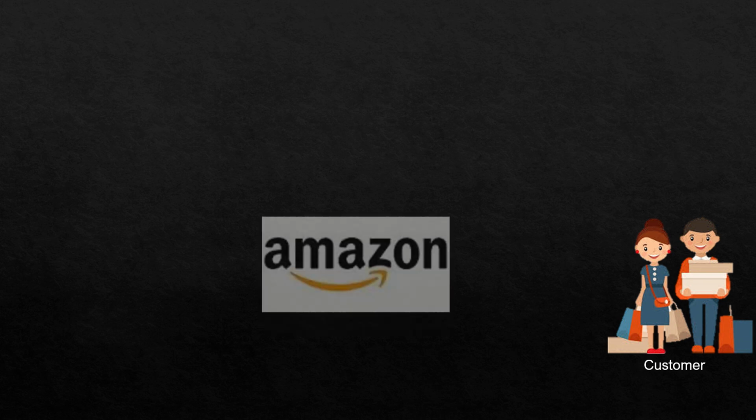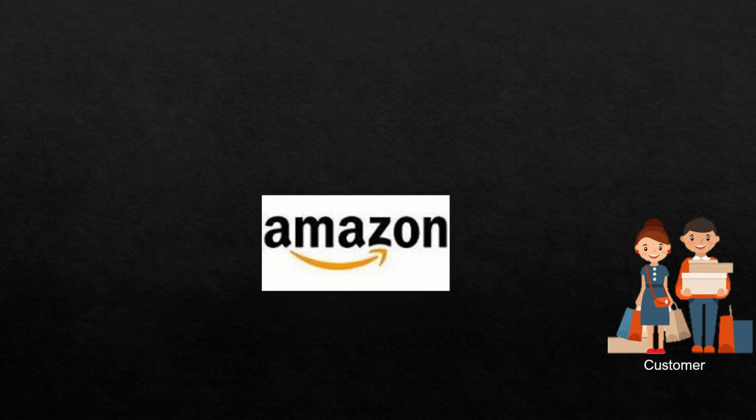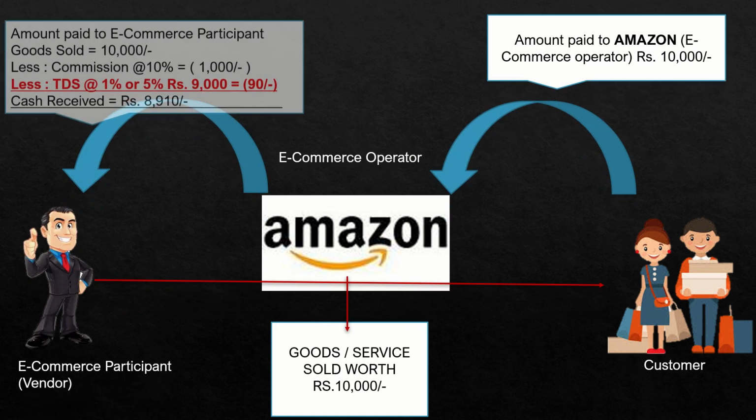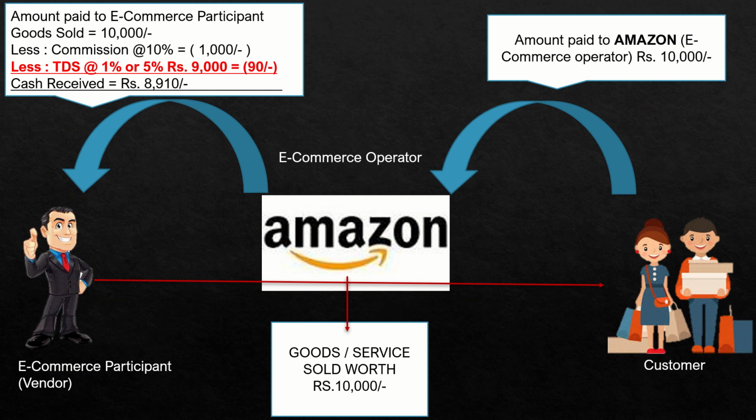Alright, now let us see how the transaction will take effect post introduction of this section. Retaining the previous example, the only difference now is that Amazon will deduct TDS at 1% on the gross amount payable and remit the balance to the vendor. So in this example, the vendor received from Amazon rupees 8,910 as against the previous example of rupees 9,000.